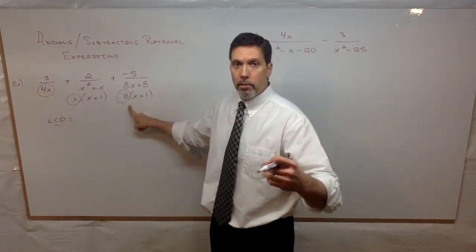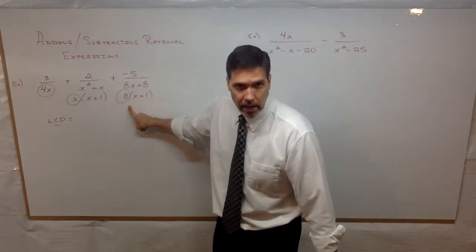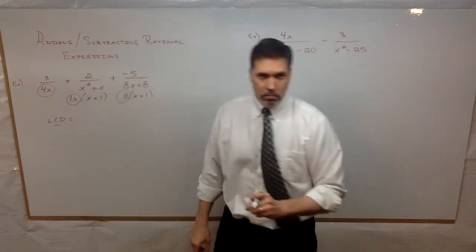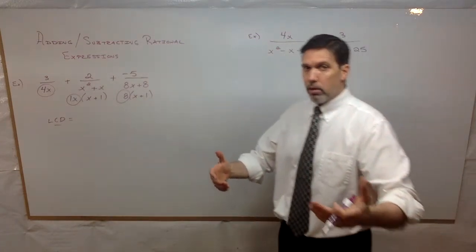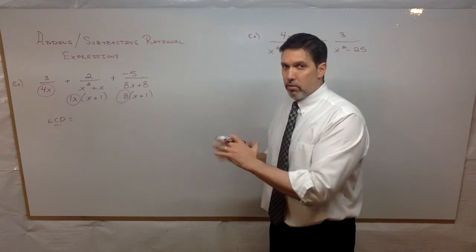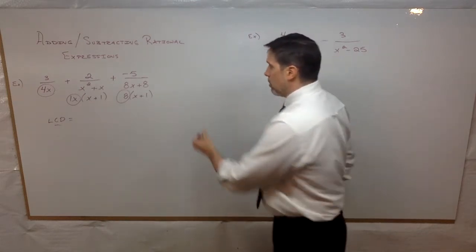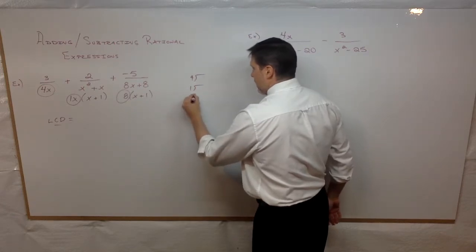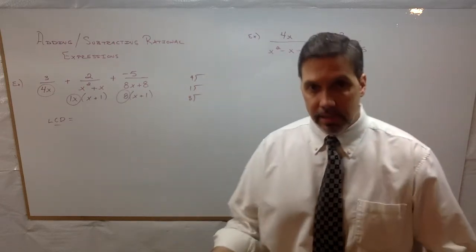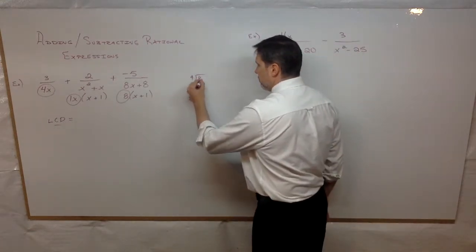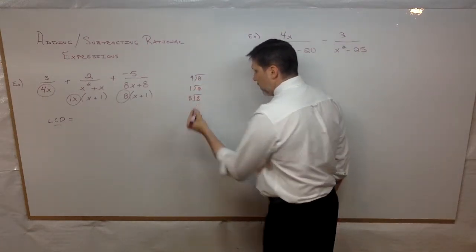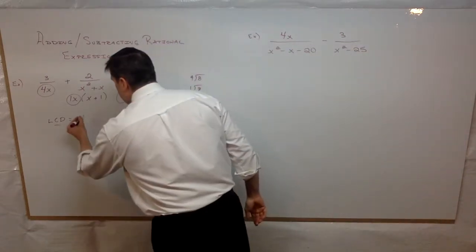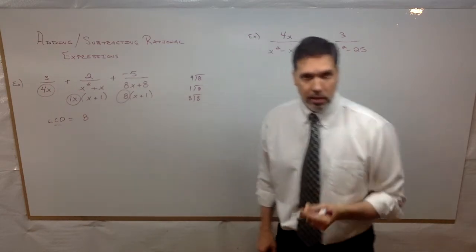Well, within monomials, you start with the coefficients like we did on the last problem. We have a 4, we have a 1, we have an 8. What is the smallest number that 4, 1, and 8 divide into? The smallest number 4 divides into, 1 divides into, and 8 divides into. That smallest number is 8 itself. Right? Don't confuse this with greatest common factor. So 8, as far as the coefficients of the monomials are concerned, is the LCD.